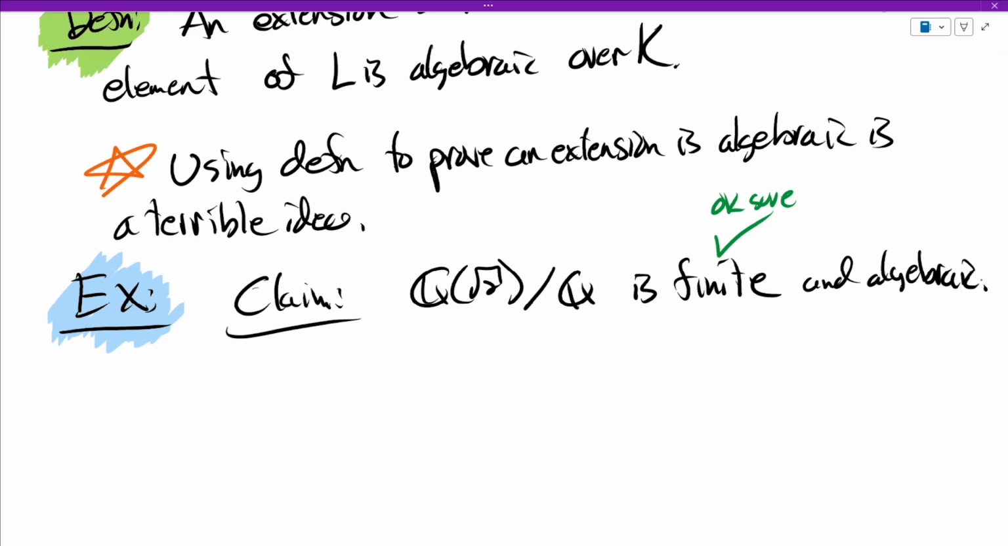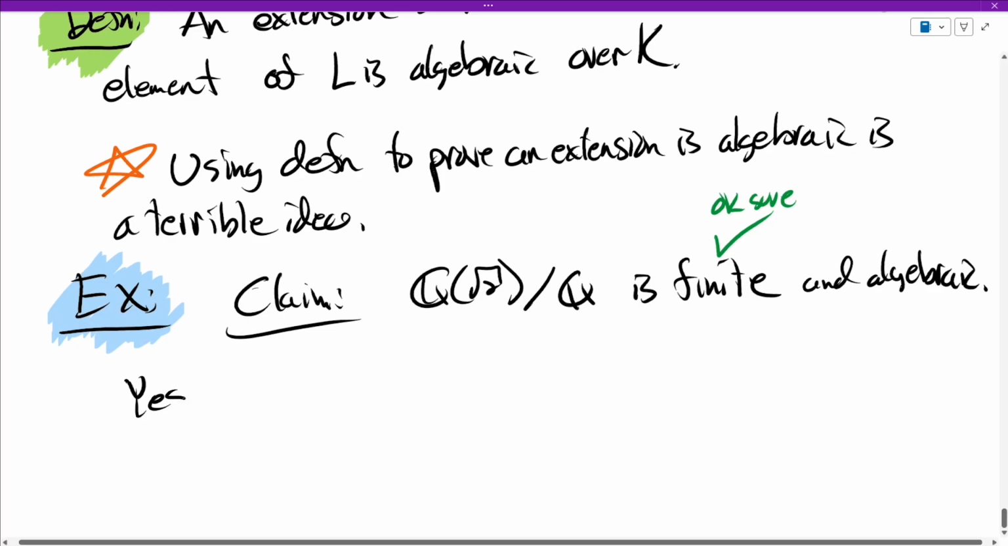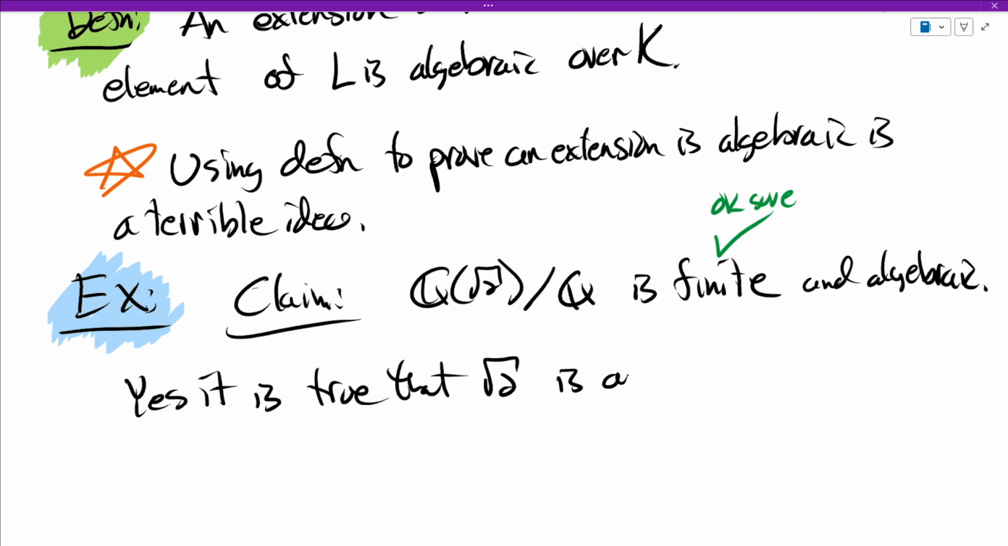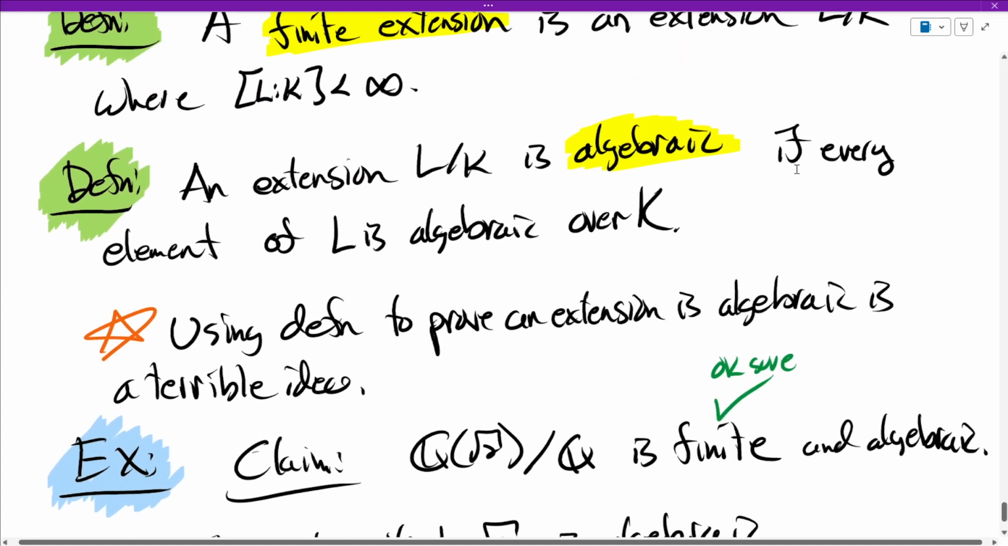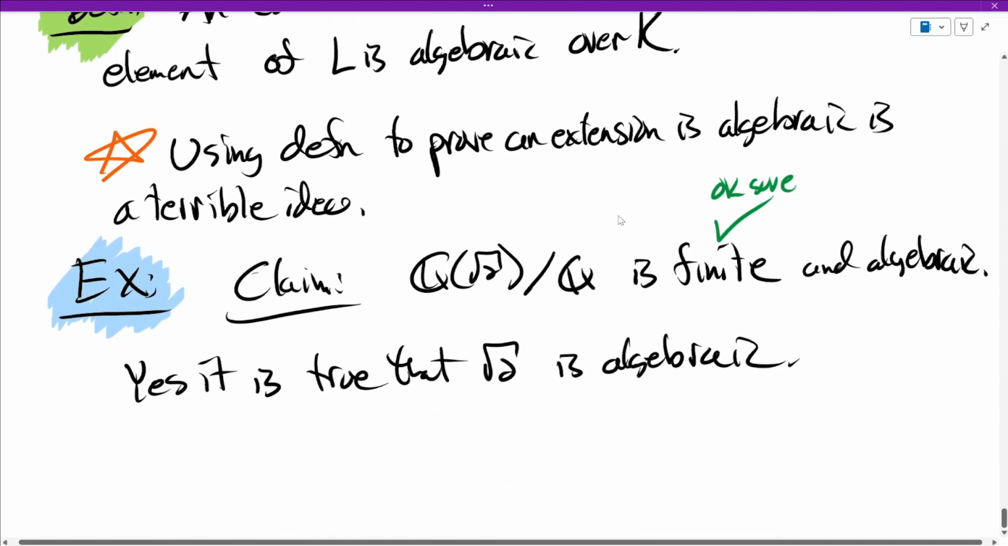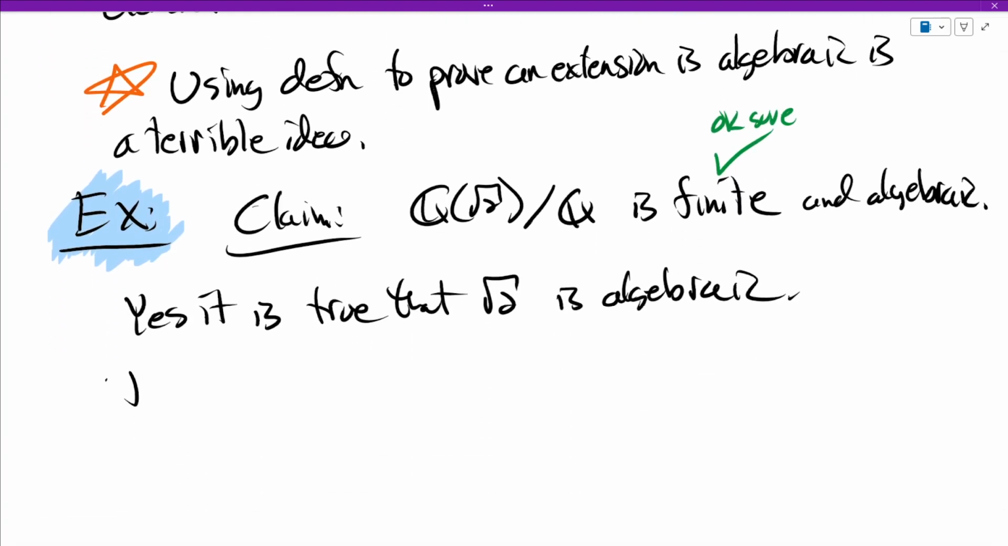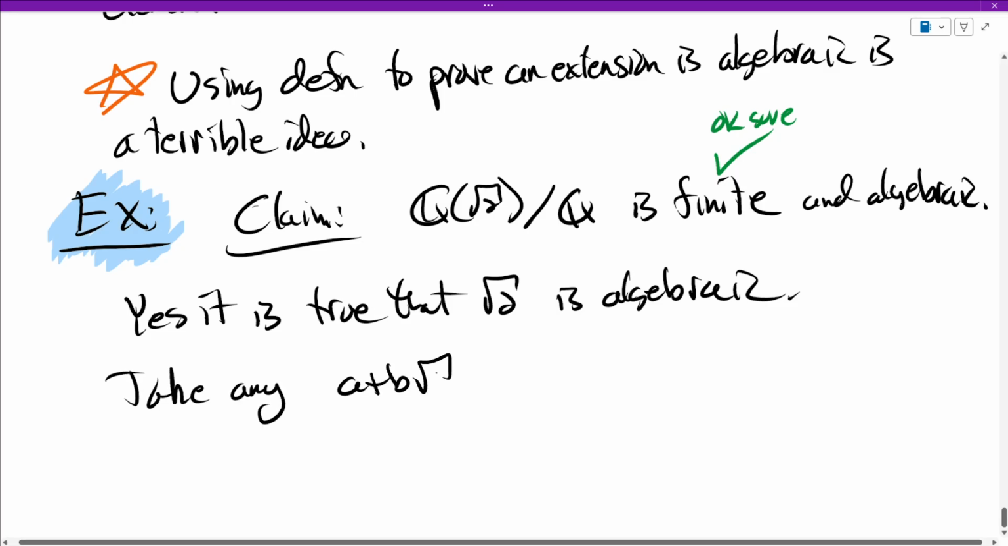Okay, so yes, it is true that root 2 is algebraic. But that's not what the definition says. The definition says we have to check every single element of the big field satisfies a polynomial equation over the small field. So let's do that. Let's take any a plus b root 2 in Q adjoin root 2.